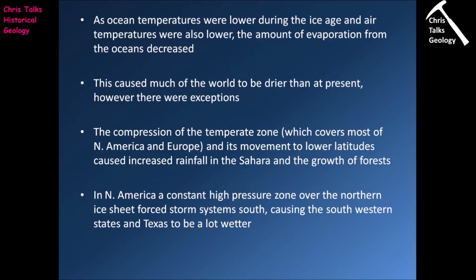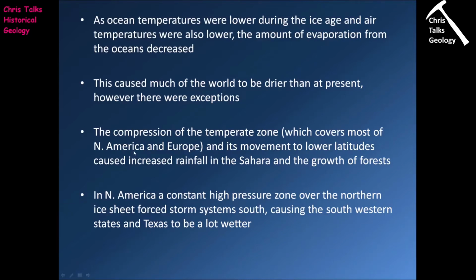Now, as ocean temperatures were lower during the Ice Age, and the air temperatures were also lower, the amount of evaporation from the oceans actually decreased a bit. What this meant is it actually caused the global climate to become drier. And this is simply a reflection of the decrease in the amount of water leaving the oceans and entering the atmosphere.